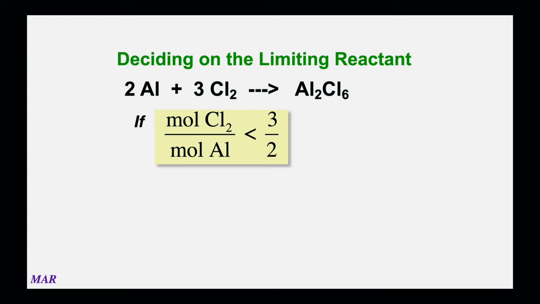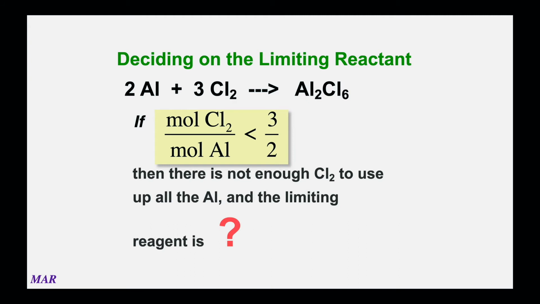On the other hand, if your ratio is less than 3/2, like let's say it's 0.75 or 1.1 or something like that, then it's the opposite. Then you don't have enough chlorine to react with all the aluminum. Chlorine is stopping the production of the product Al2Cl6. So if the ratio is less than 3/2, that means in this case that your chlorine is the limiting reactant. So notice that the ratio method really depends on how you set it up. In this case, it was chlorine over aluminum. And if the ratio came out to be less than the stoichiometric ratio, then the limiting reactant was the top part. But if the ratio is larger than the 3/2 in this case, then it's the bottom part that's going to be the limiting reactant.